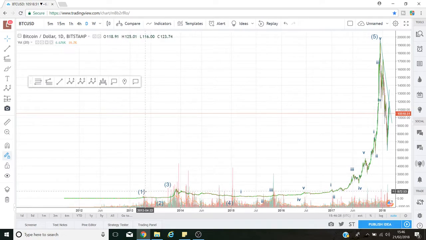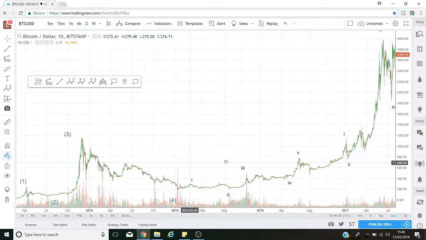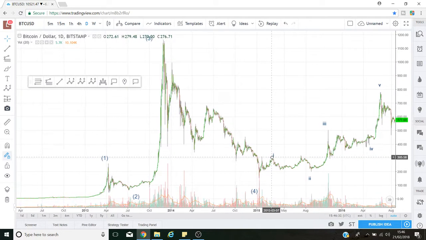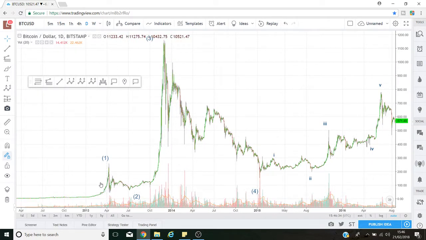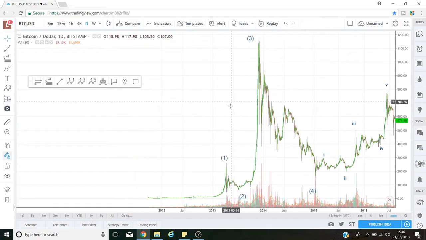As you can see, I've started the numbering back from 2013. This is where I could see that the first initial movement was made. So I make this to be an impulsive wave, followed by a corrective pattern here, and then you can see a much more extended wave 3, which then retraces down to a wave 4.